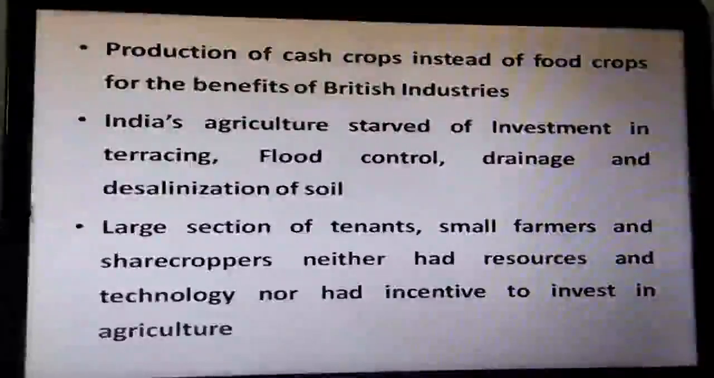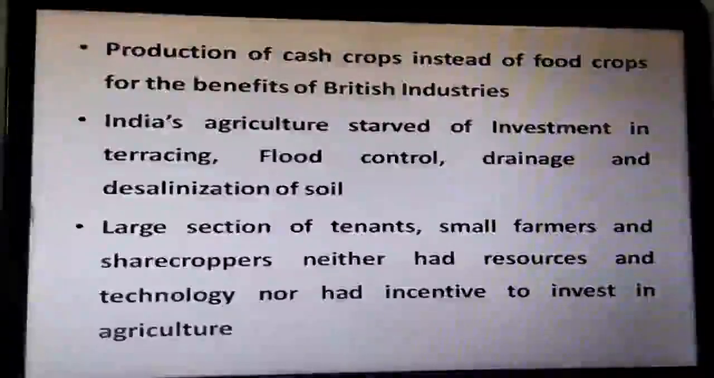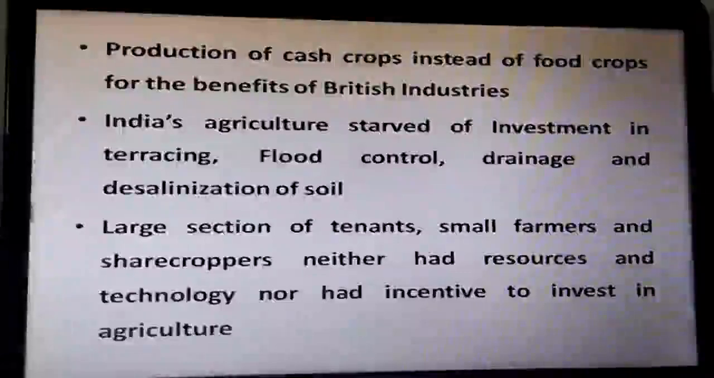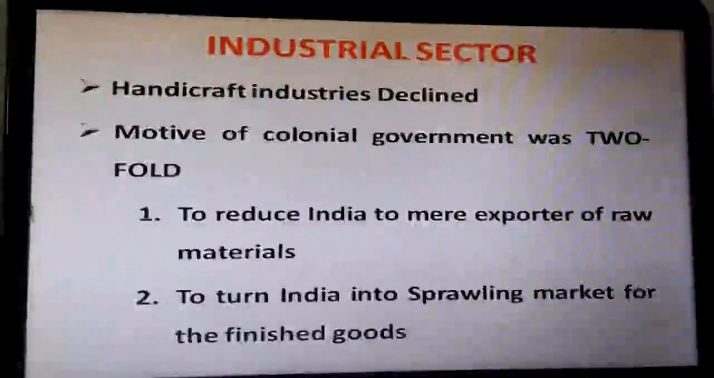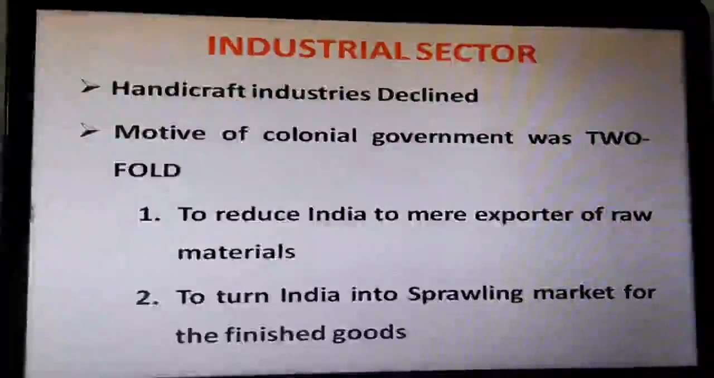Indian agriculture was also not getting much investment into flood control, drainage systems, etc., because we were not technologically advanced. There was a large section of tenants, small farmers and sharecroppers who neither had the resources and technology nor the incentive to invest into agriculture.